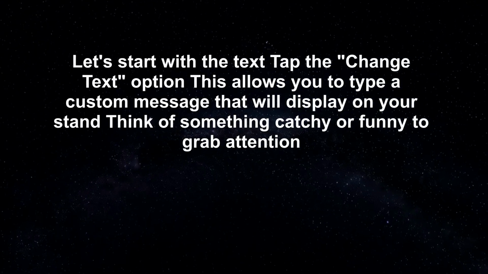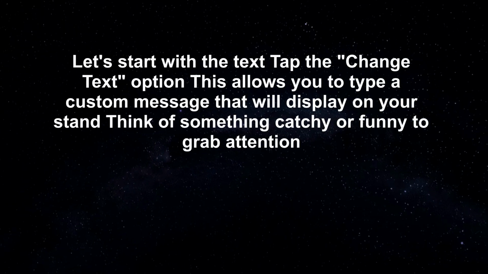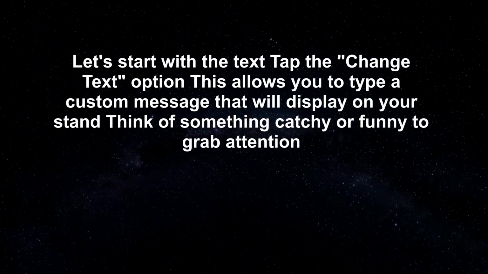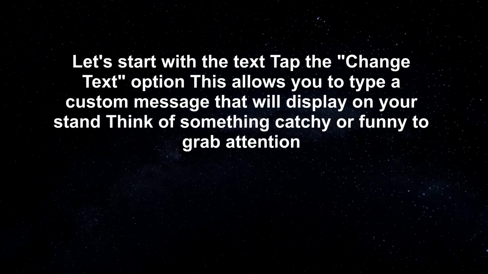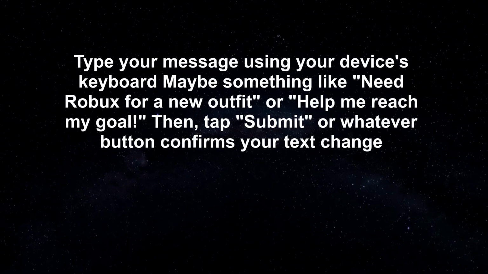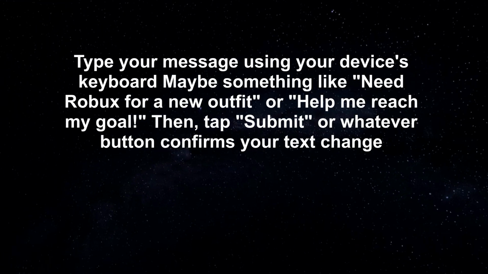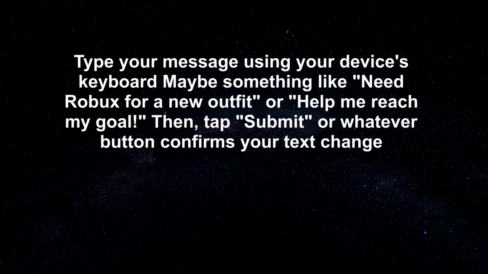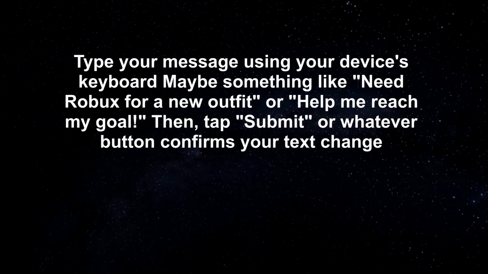Let's start with the text. Tap the change text option. This allows you to type a custom message that will display on your stand. Think of something catchy or funny to grab attention. Type your message using your device's keyboard, maybe something like "need Robux for a new outfit" or "help me reach my goal." Then tap submit or whatever button confirms your text change.